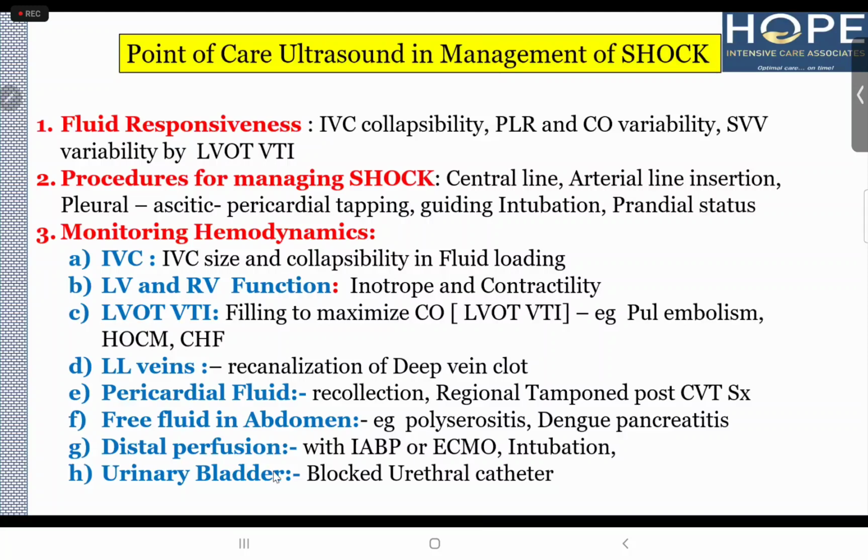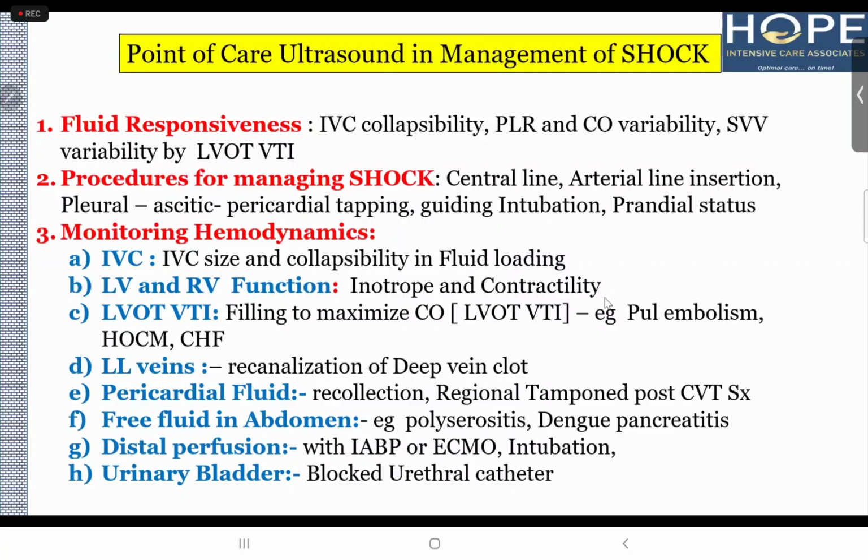Free fluid in abdomen, we have discussed. Distal perfusion in a patient with IABP or ECMO cannulation is also essential. After intubation, right and left side lung sliding to optimize the position is also part and parcel of managing the shock. Urinary bladder with a blocked urethral catheter: if the patient is oliguric, the ultrasound probe can within a second differentiate whether the low urine output is because of low production or a blocked catheter. So this is just a list. You can have a much longer list of uses of ultrasound in managing shock.